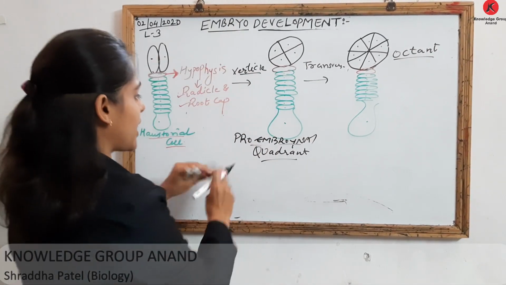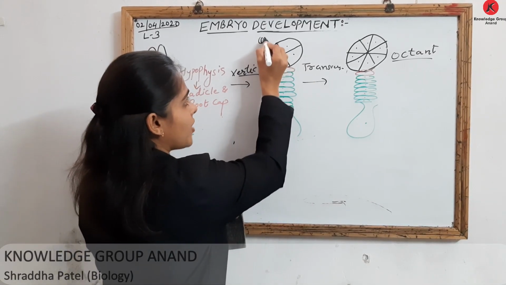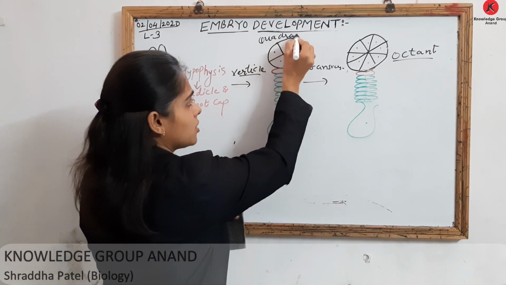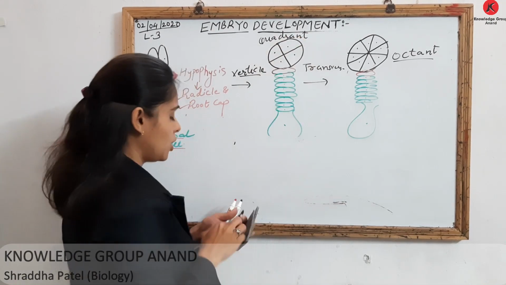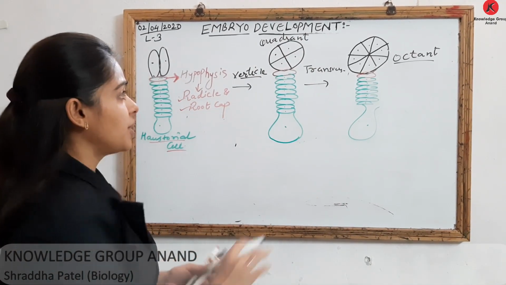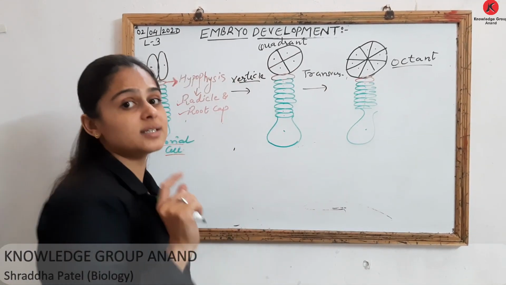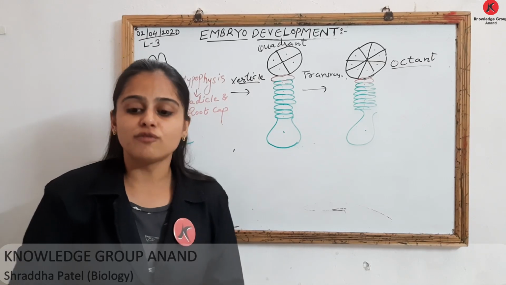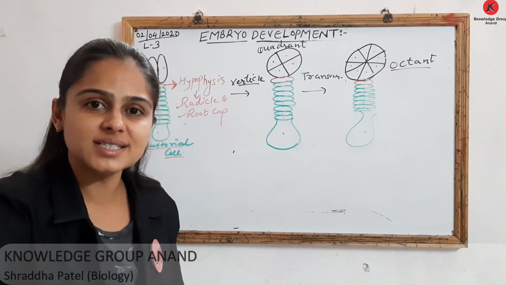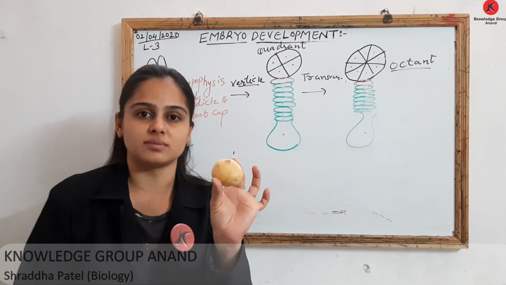Am I clear? And here I am writing, this is your pro-embryonal quadrant. Quadrant means 4 cells, octant means 8 cells. Now for ease of your understanding, I am representing it by taking a structure.